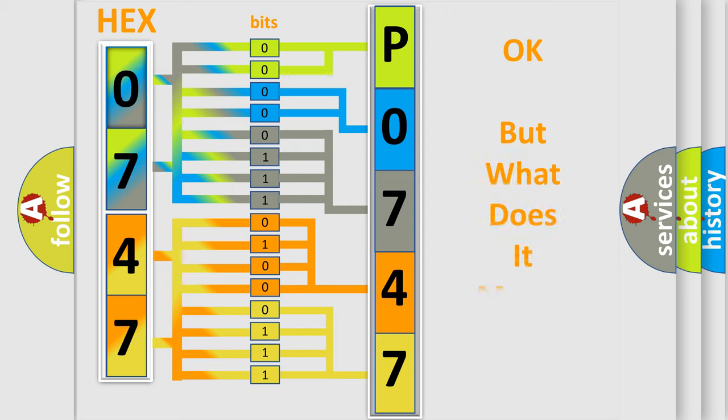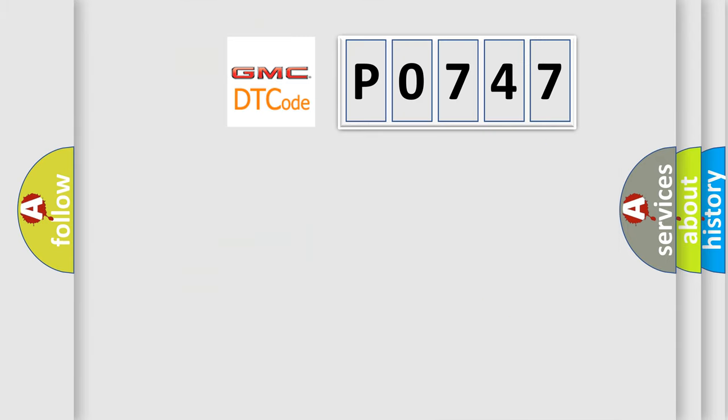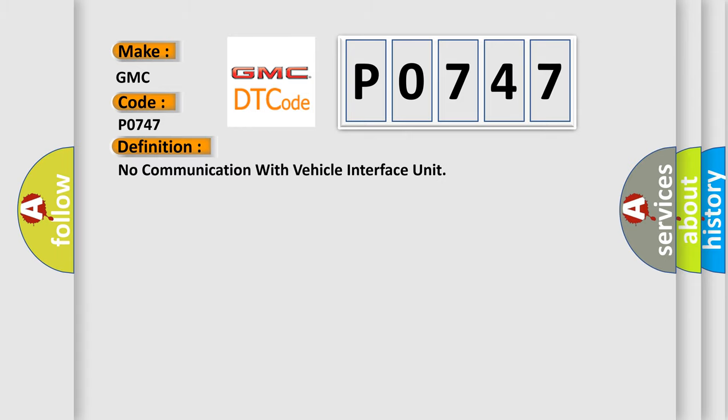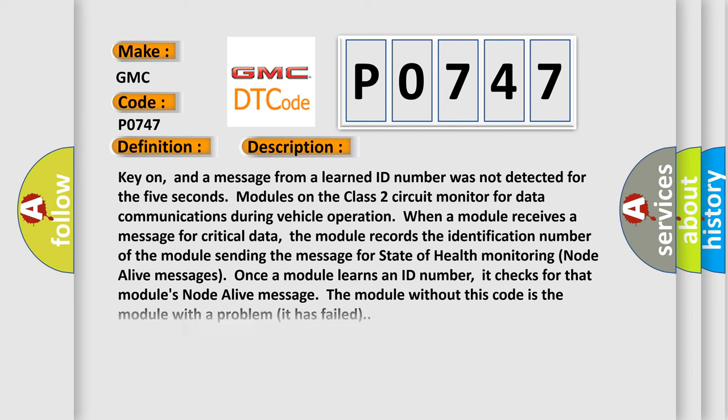The number itself does not make sense to us if we cannot assign information to what it actually expresses. So, what does the diagnostic trouble code P0747 specifically mean for GMC car manufacturers? The basic definition is no communication with vehicle interface unit. And now this is a short description of this DTC code.